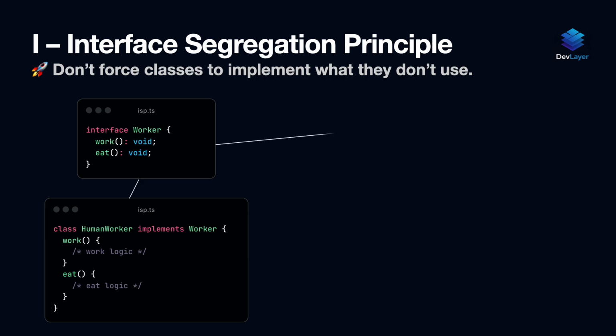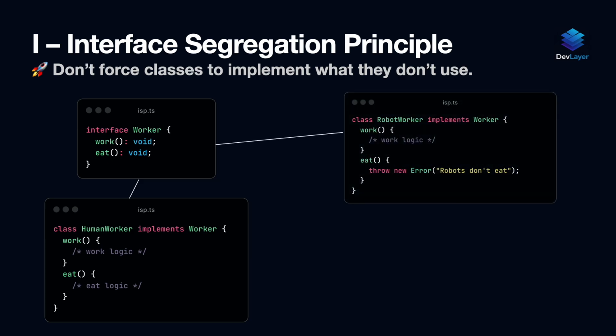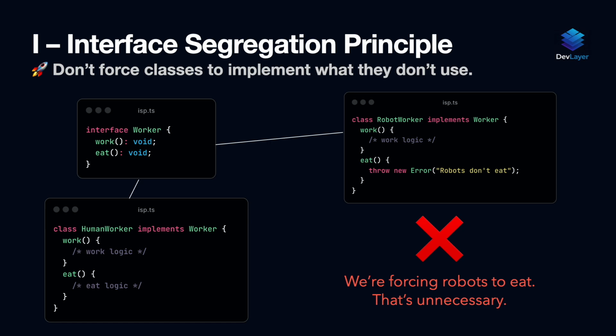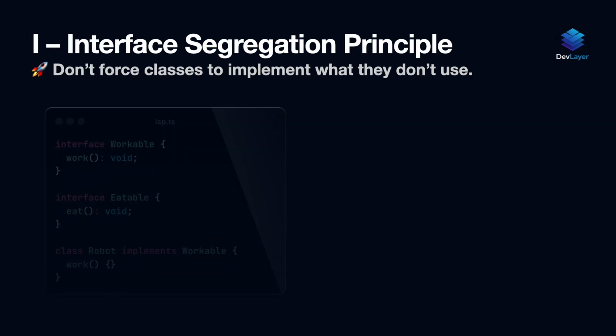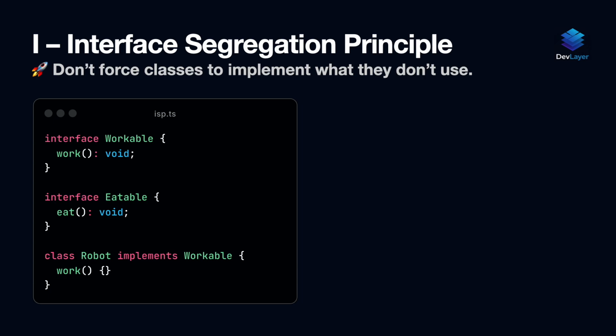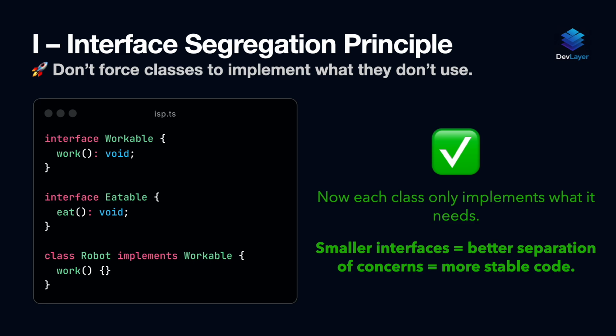But what happens when you add another class called RobotWorker implementing the same Worker interface? In case of the robot, the IT method cannot be implemented, right? So you can just leave it unimplemented or you can throw an error, both of which are very bad designs. The better way is to split the interface into smaller, more focused ones, each representing a single behavior. So we can have a Workable interface with the work method and the ITable interface with the IT method. Our HumanWorker class can implement both of these, and our RobotWorker can implement only the Workable interface. This way, each class only commits to the behavior it actually supports.